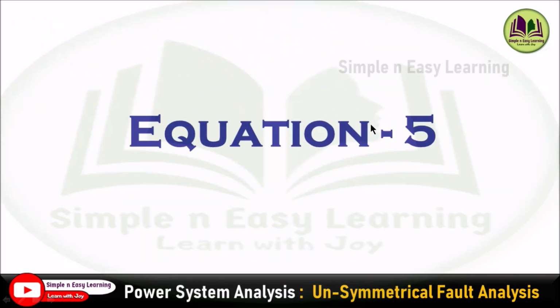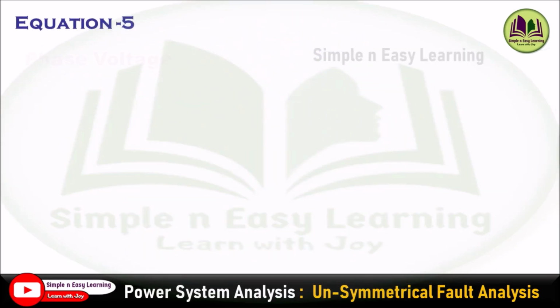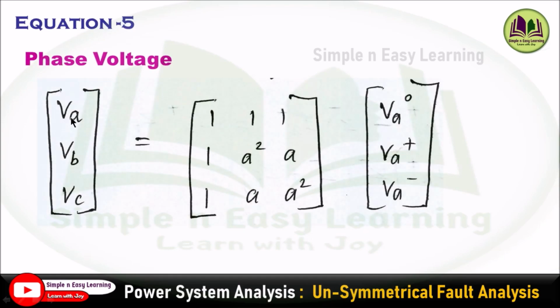In a similar way, we can form equation 5, that is phase voltages VA, VB, VC, that will be equal to the T matrix into sequence voltages VA0, VA+ and VA-. So these are the 5 very important equations which we use in the unsymmetrical fault analysis of the power system.